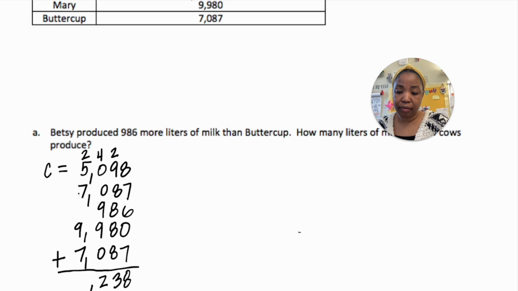And then we have 7 and 7, that is 14. 9 and 2 is 11. 14, 11. That is 25. Oh, plus 5, 30. So 14, 11. Plus 5 is 30. So 30,238 liters of milk.